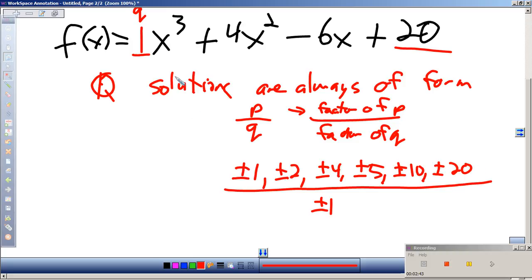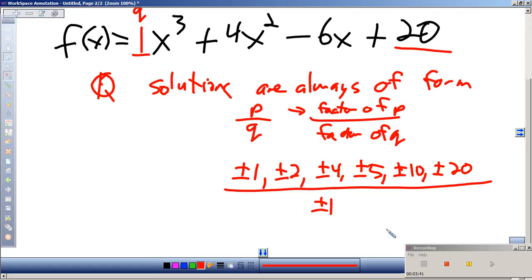What if instead of a 1 here, what if we had say a 4? We'd have a bunch more numbers we have to plug in. Because we have to do all of these divided by 1, all of them divided by 2, all of them divided by 4. So we want to simplify things a little bit, right? Rather than have to plug in however many numbers there are, we have to figure out a bit more focus. This is where Descartes' rule of signs comes in.